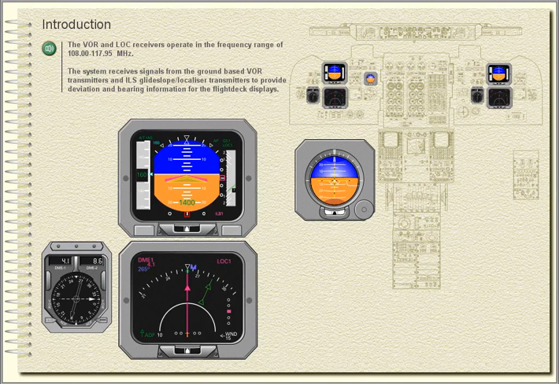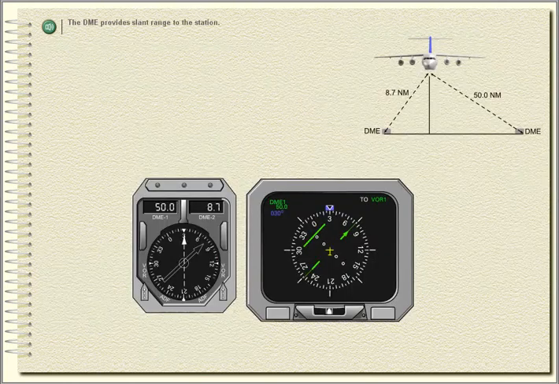Introduction. The VOR and localizer receivers operate in the frequency range of 108 to 117.95 MHz. The system receives signals from the ground-based VOR transmitters and ILS glide slope localizer transmitters to provide deviation and bearing information for the flight deck displays. The DME provides slant range to the station.